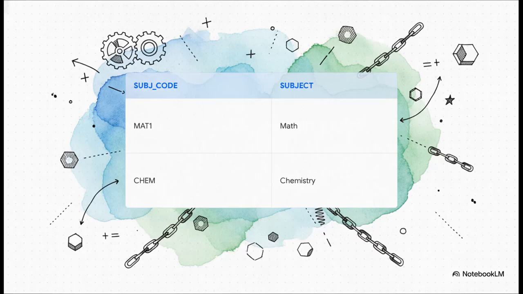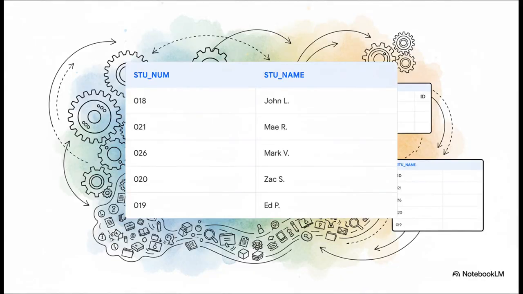Next, we do the exact same thing for the subjects. The subject name and its code, they get their own dedicated table. And again, that information is only stored once, making everything clean and so much easier to manage. And you guessed it, the students get their own table too. Each student has their unique number and their name. We've now successfully taken each of our core things, our entities, and given each one its own separate, tidy home.